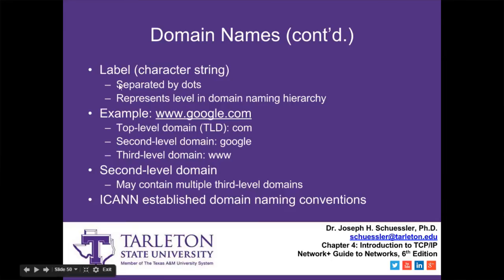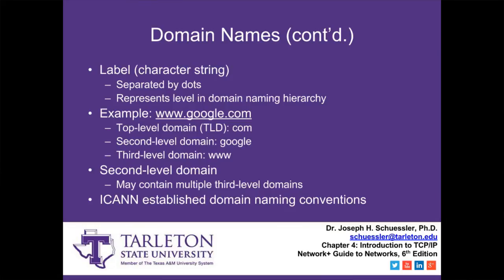So the labels or character strings are separated by dots, and those represent the levels of the domain naming hierarchy. So for example, www.google.com, the top level domain is this .com part. The second level domain is Google. This is assigned by one of our naming organizations. Google purchases this particular domain name associated with .com, that top level domain, and then Google manages www, so they manage their web server. They could have just as easily named this web or whatever they wanted. The www is just a naming convention.